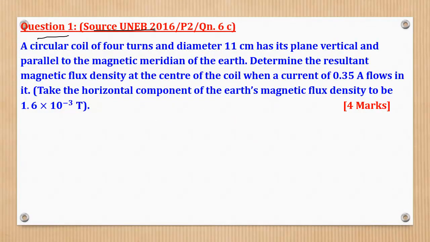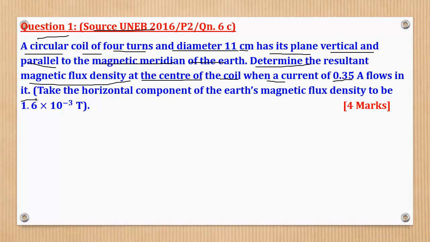Question 1 came from UNEB 2016, paper 2, question 6C, and it says, a circular coil of 4 turns and diameter 11 centimeters has its plane vertical and parallel to the magnetic meridian of the Earth. Determine the resultant magnetic flux density at the center of the coil when a current of 0.35 ampere flows in it. Take the horizontal component of the Earth's flux density to be this.